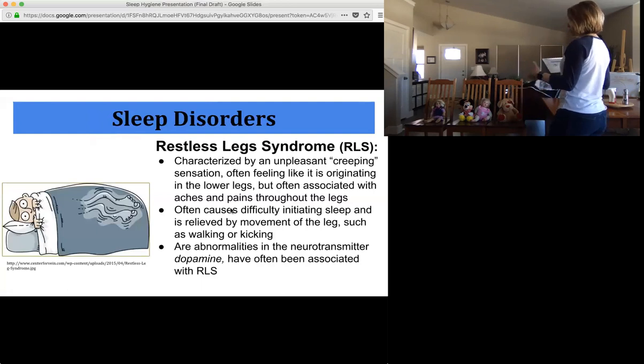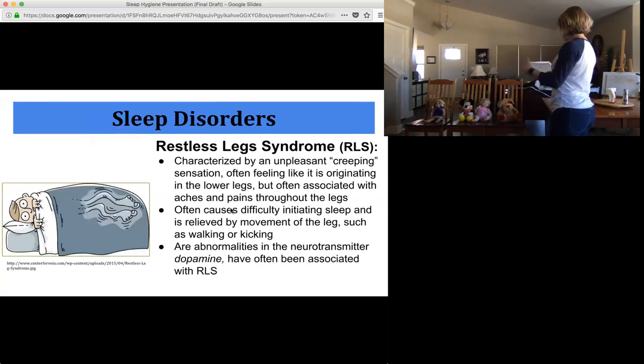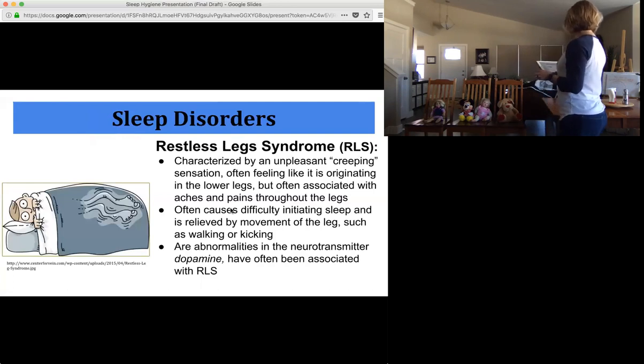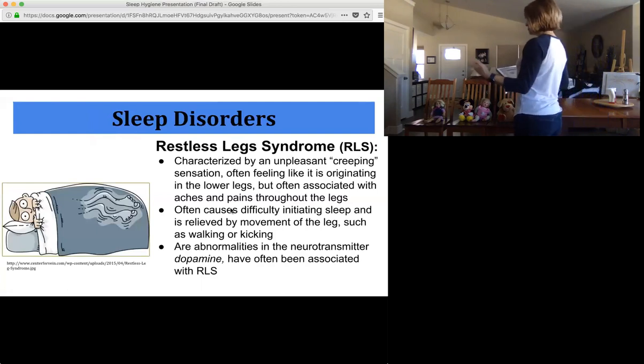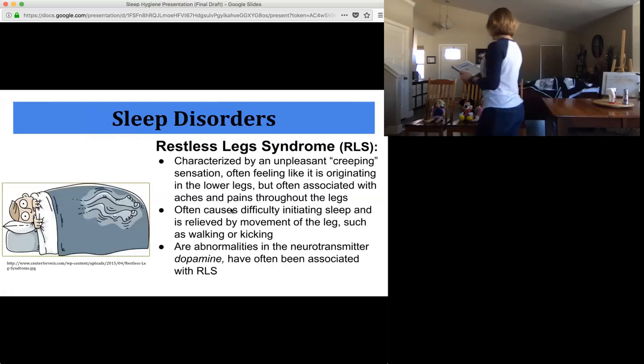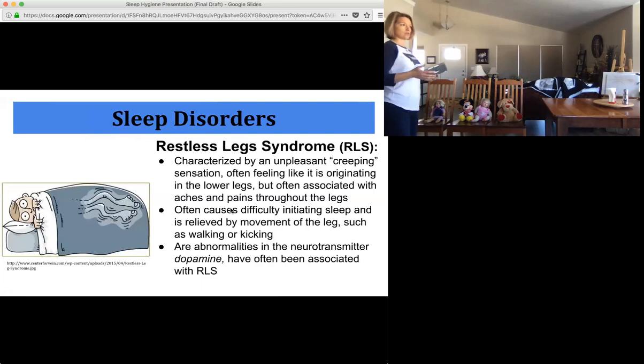Most people, in order to make that feeling go away, have to move their legs in some way, shape, or form while they're laying, like walking or kicking. They have found that there's abnormalities in the neurotransmitter dopamine that have been associated with RLS. I personally think if I was sleeping with someone who has RLS, I would probably be having a sleep disorder too, because you'd be feeling somebody kicking and moving all night in your bed. So that could be a problem for a spouse as well.